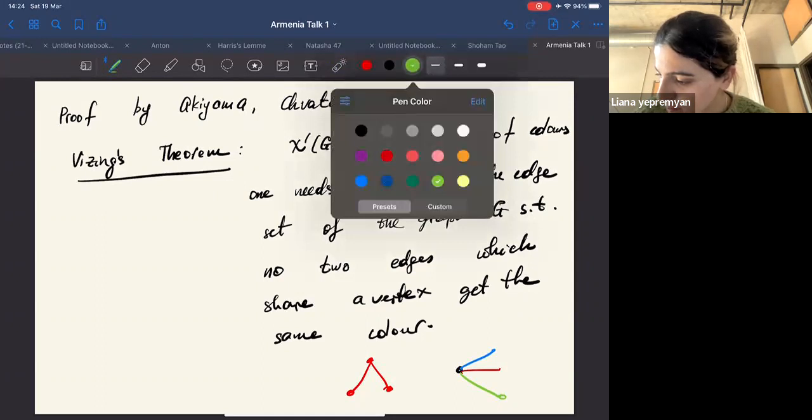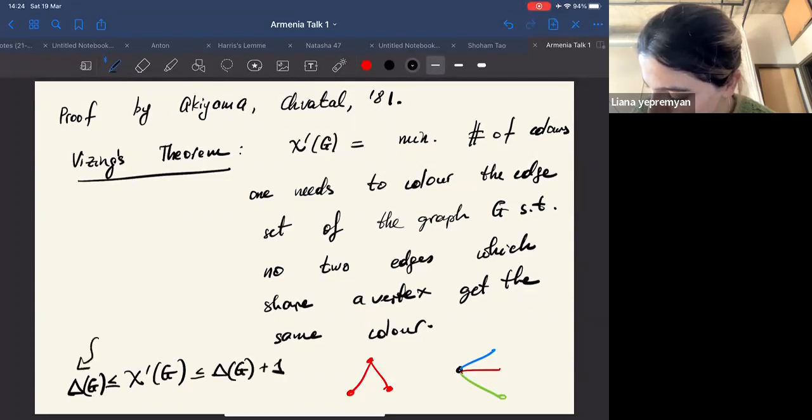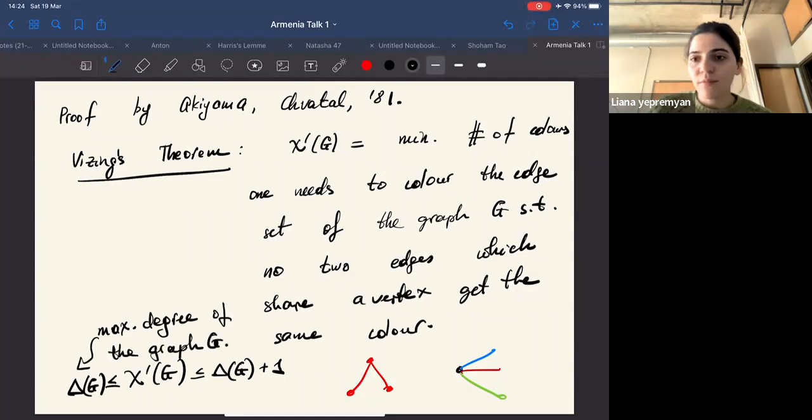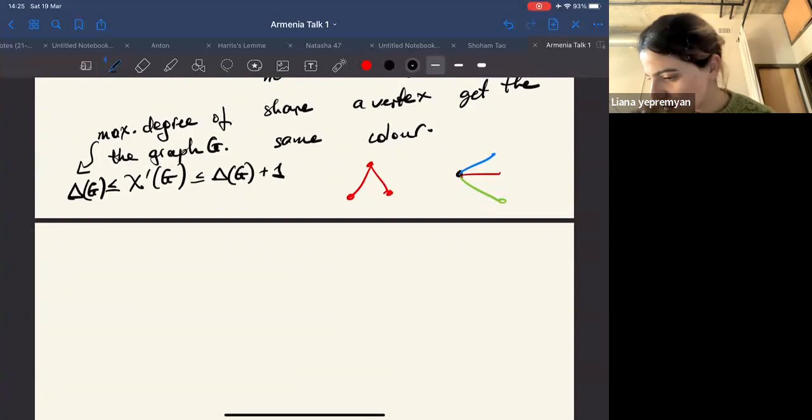Vizing's theorem says that chi prime of G for any graph G is between delta of G and delta of G plus 1. Here, delta is the maximum degree of the graph. Okay. Now, remember the graph we had was a cubic graph, which means that the maximum and the minimum degree are both 3. So it means that I can color it by at most 4 colors.